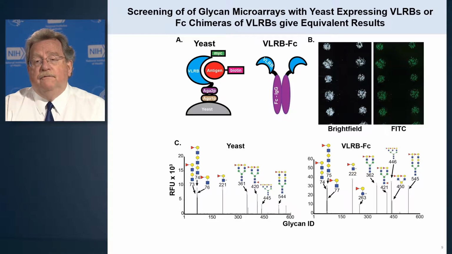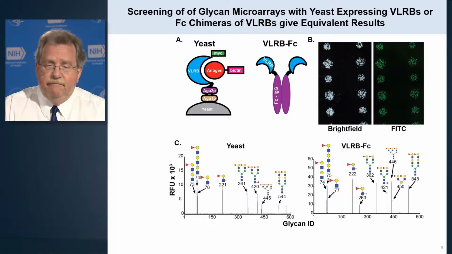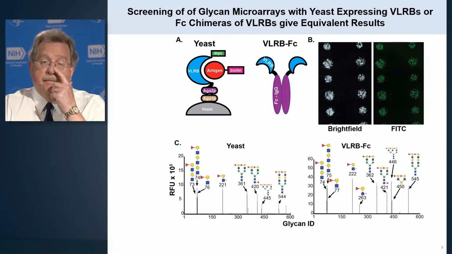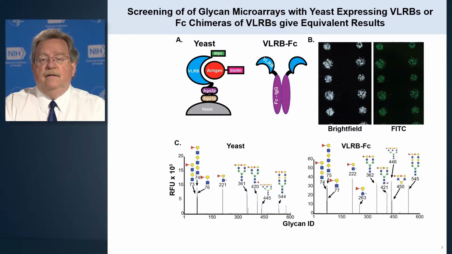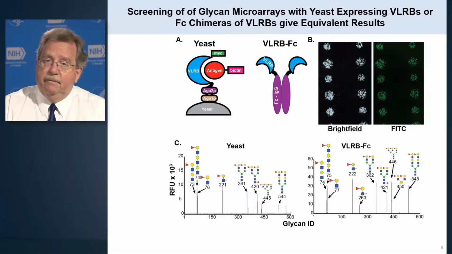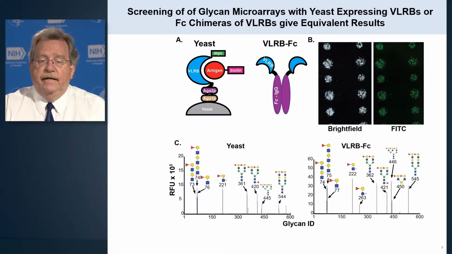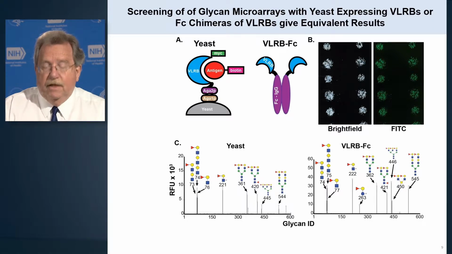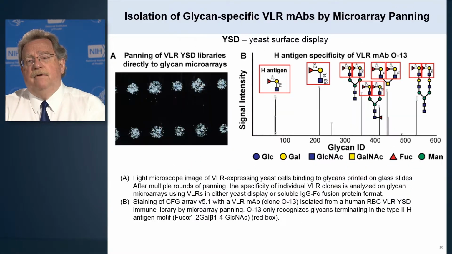And if you see a fluorescent image, because all the yeast are also green, by the way, we label them so that they express the green fluorescent protein. So the yeasts actually are fluorescent, unlike normal yeast. So we can easily see the yeast binding to an array. We can easily see that the VLRB recombinant antibodies, so VLRB Fcs, bind exactly the same as the yeast themselves from which that antibody was derived.